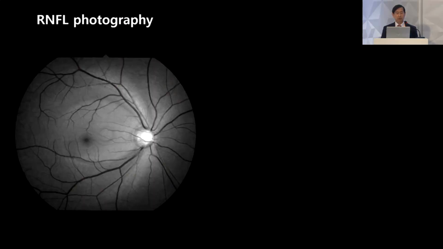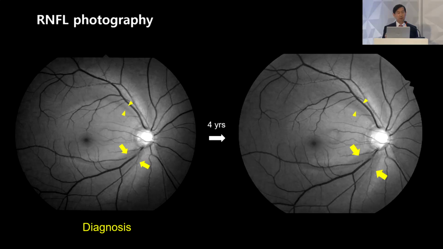Retinal nerve fiber layer photography can help us to diagnose glaucoma. So in this case, you can find superior temporal and inferior temporal defects, so we can diagnose glaucoma. And after 4 years, you can find progression, widening of the defect width. So we can also detect progression with RNFL photography. However, in myopic eyes, this kind of clear RNFL defect is not frequent.